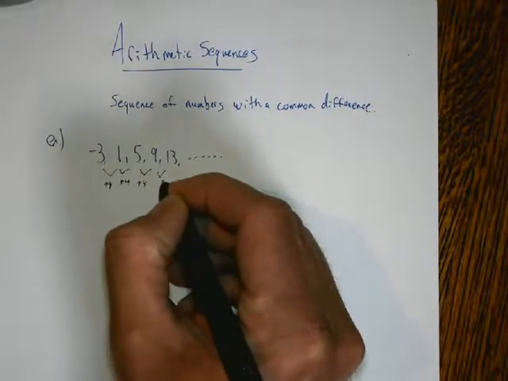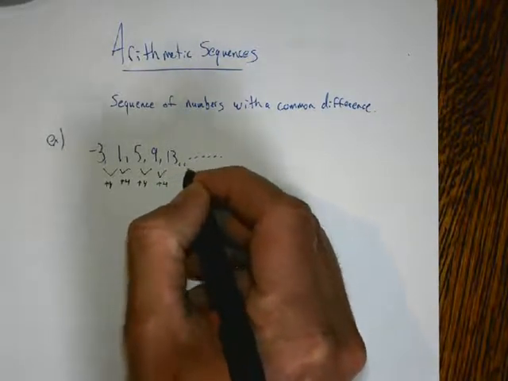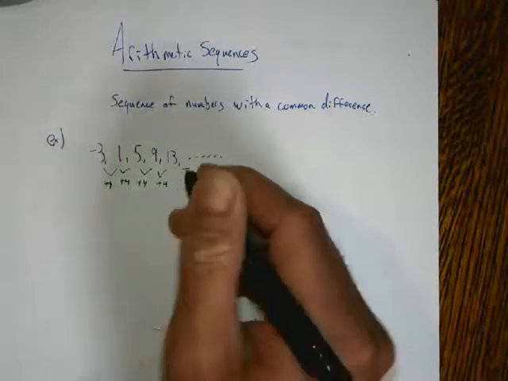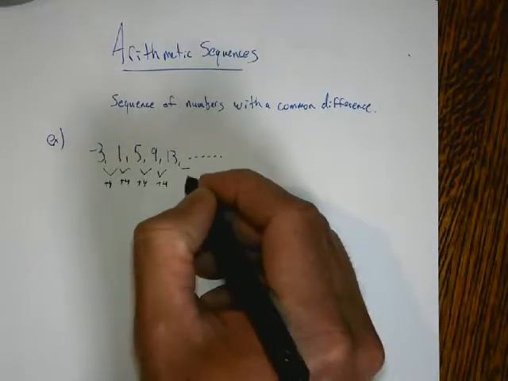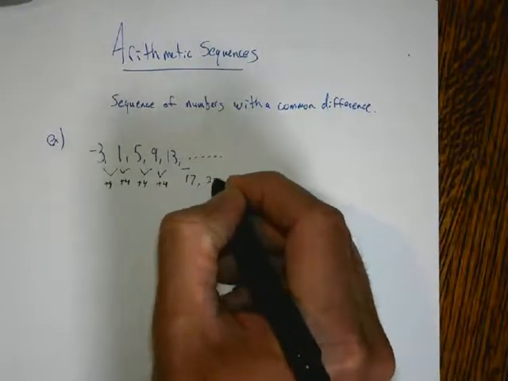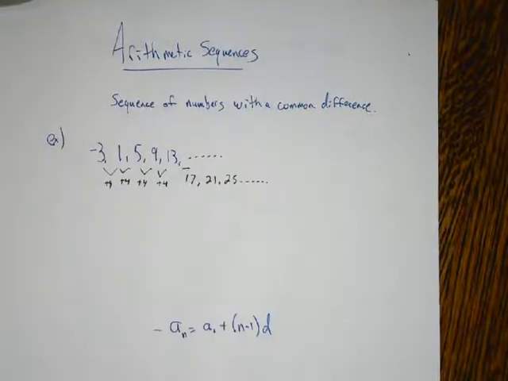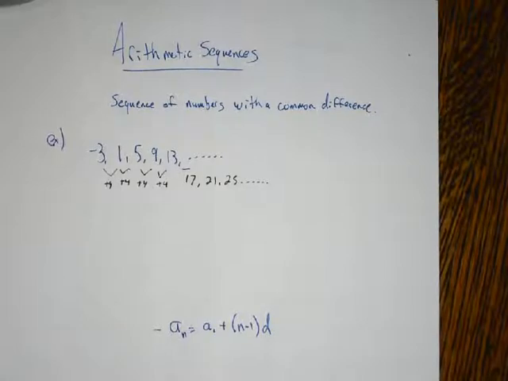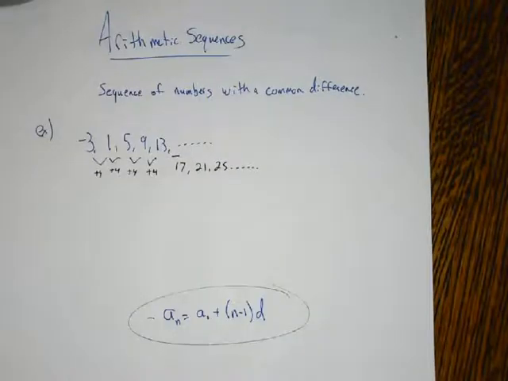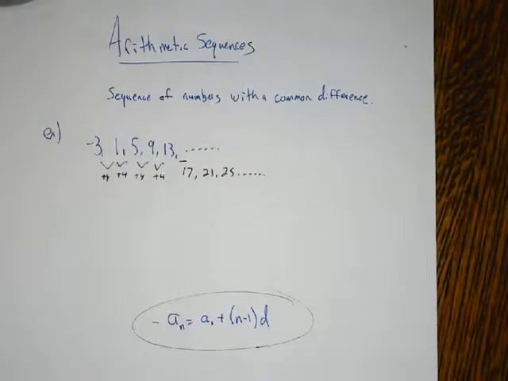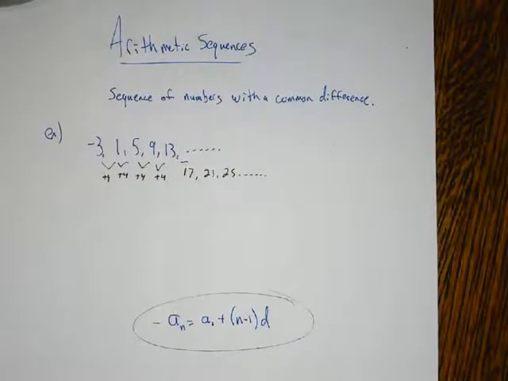So you would be able to figure out what the next term in the sequence is. Well, I would just add 4 to 13, I would get 17. Add 4 to that, I'd get 21, 25, and so on and so on. So you can use this formula here to figure out what the general rule is for what's called arithmetic sequences.